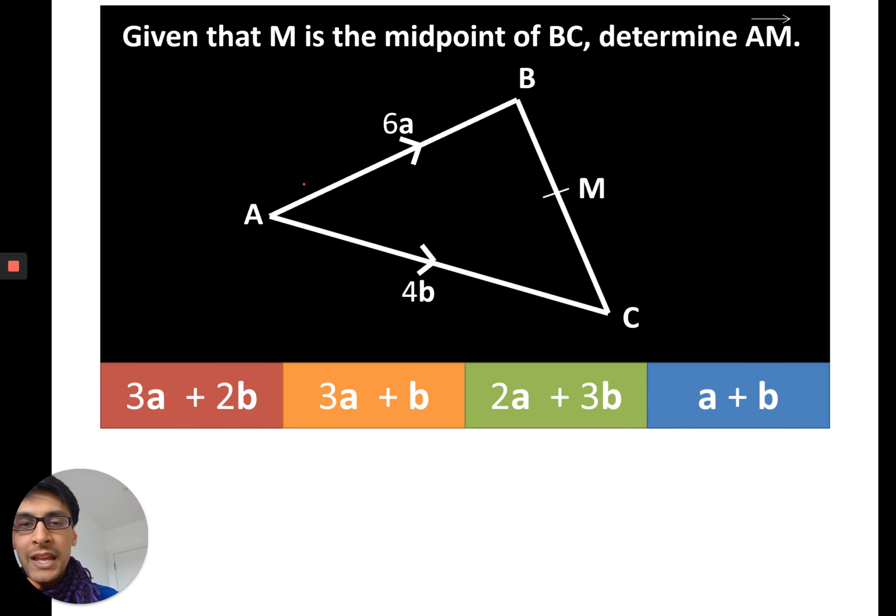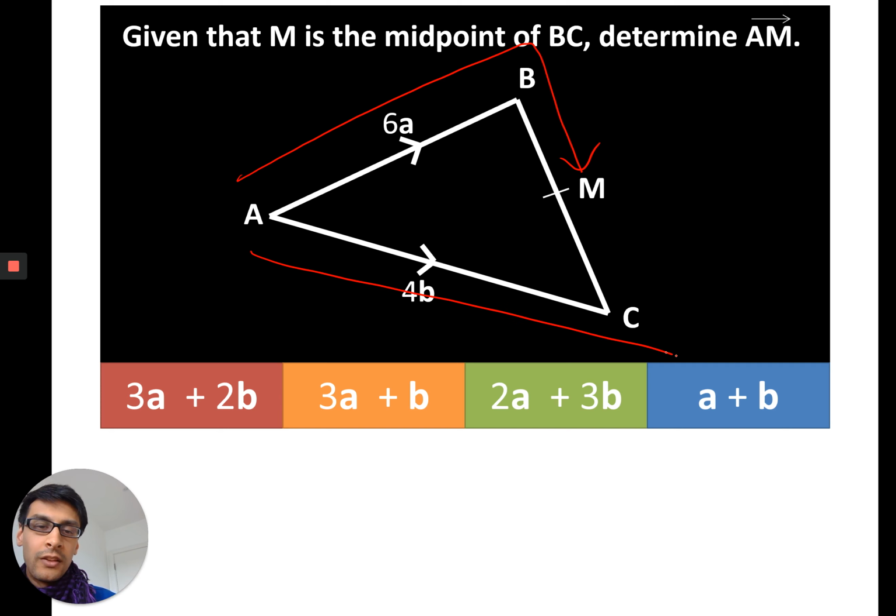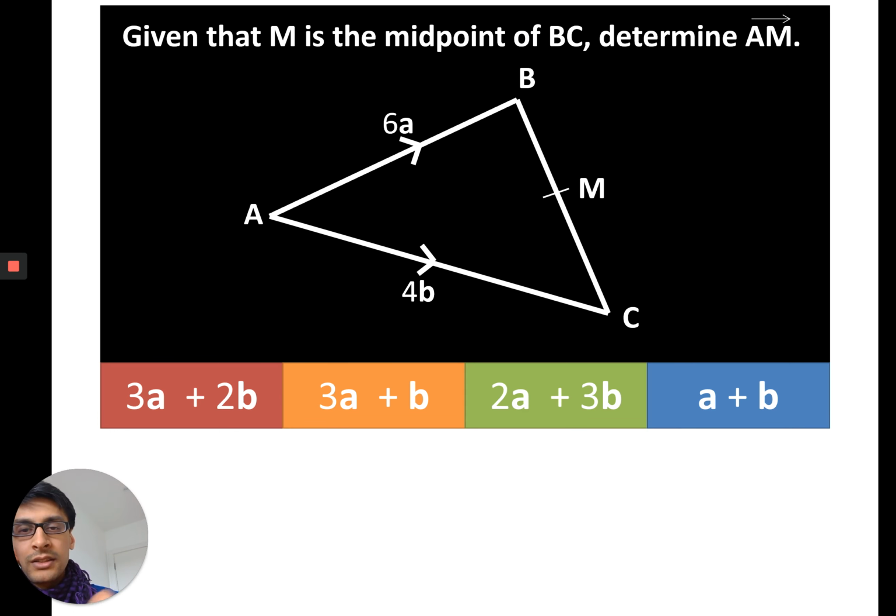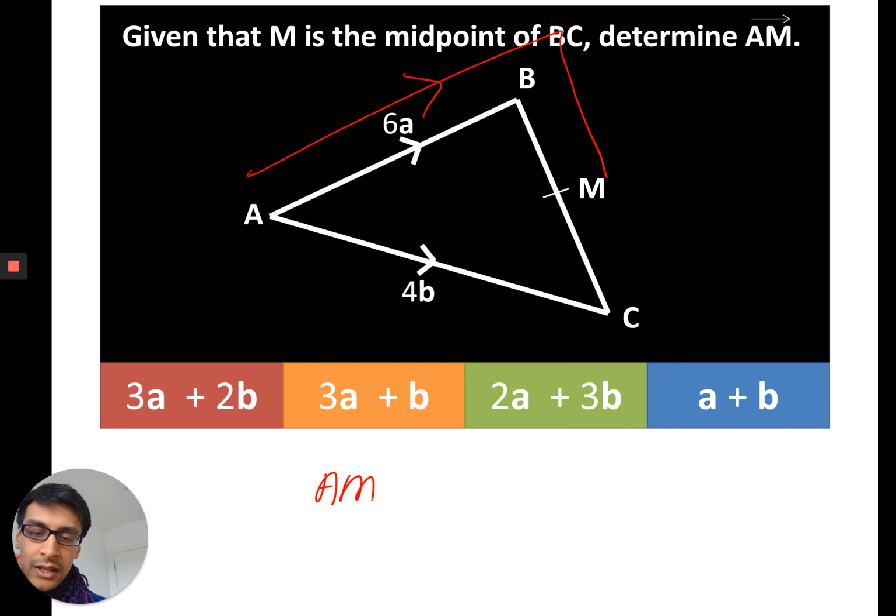We want to go from A to M. So there's 2 possible routes. You can either go this way or you can go this way. Either way will get you the same answer. I've decided that I'm going to go this way. So now look how I write my working out. AM is equal to, well, I'm telling the examiner I start from A and I go to B. And then I go from B to M.